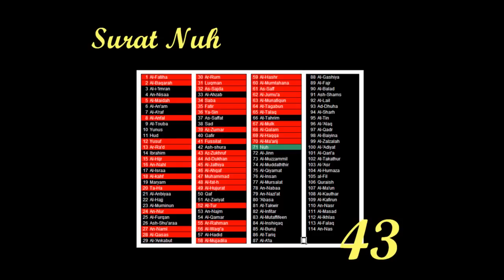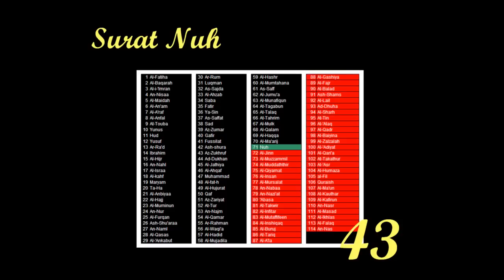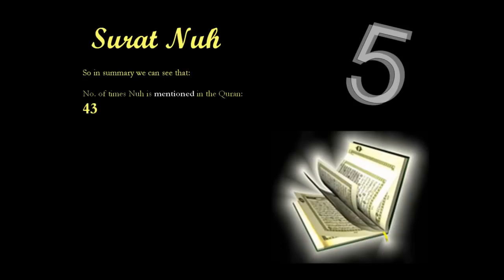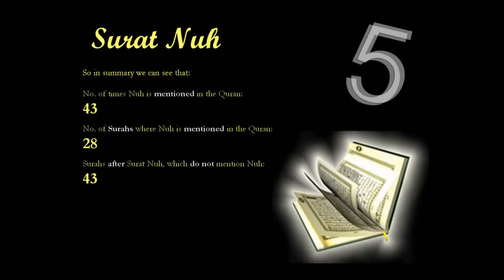That means there are 43 surahs before Surah Nuh which do not contain a mention of Nuh, and there are 43 after. And remember, we also said that Nuh appears in the Quran as a word 43 times. So we can summarize this by saying that the word Nuh is mentioned 43 times in the Quran. The number of surahs it's mentioned in is 28. The number of surahs after the chapter of Nuh that do not mention Nuh is 43. The number of surahs before the chapter of Nuh that do not mention it is 43. And the number of verses in Surah Nuh is 28.